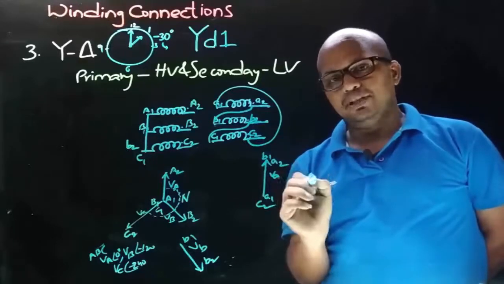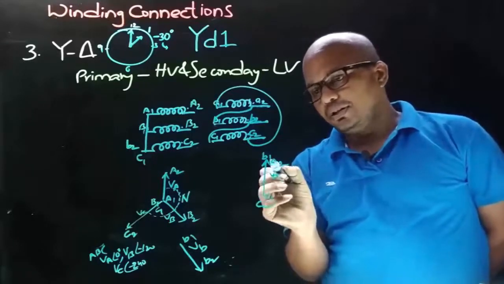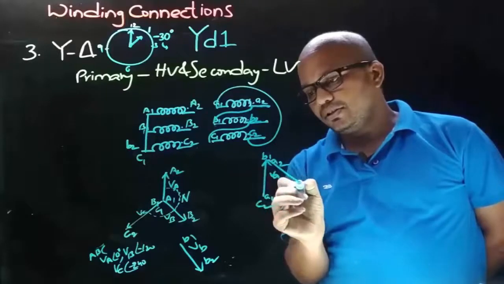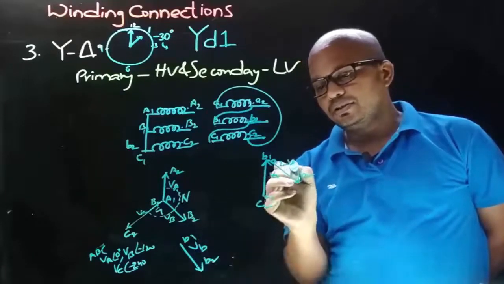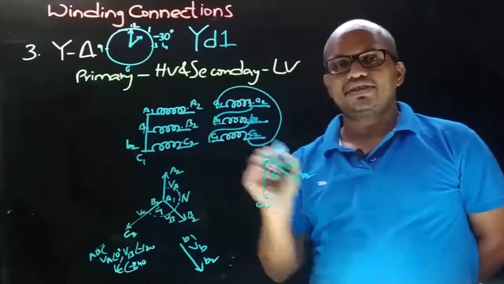This is having B1 terminal, therefore VB phasor will be drawn like this. Okay, so this is VB phasor. Now let's draw the secondary side VC phasor.